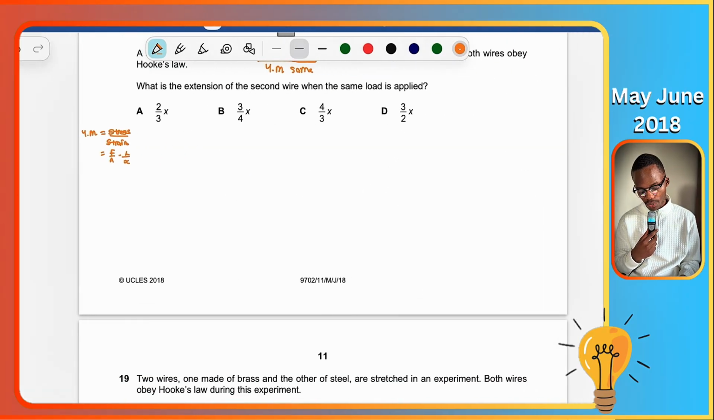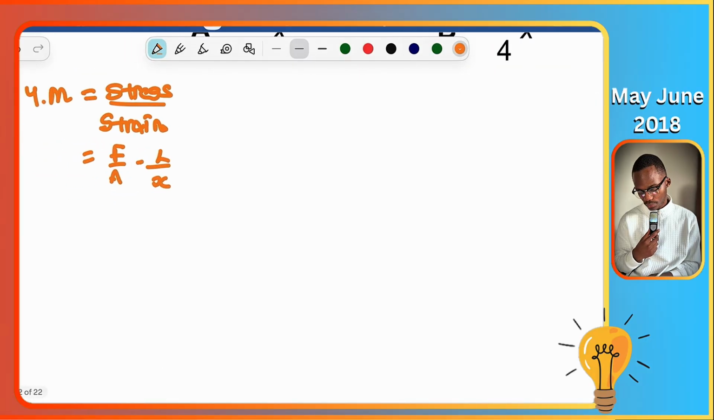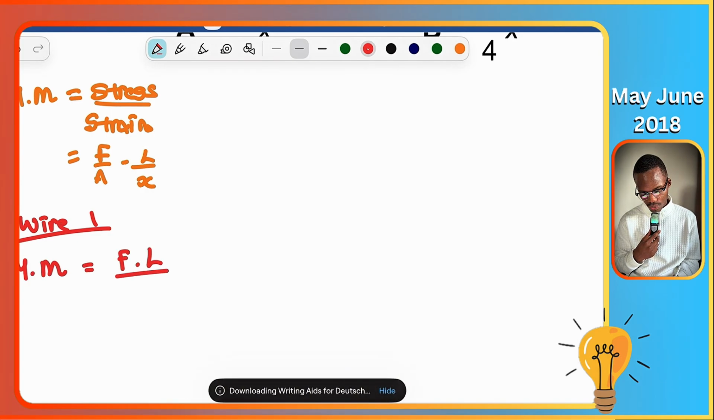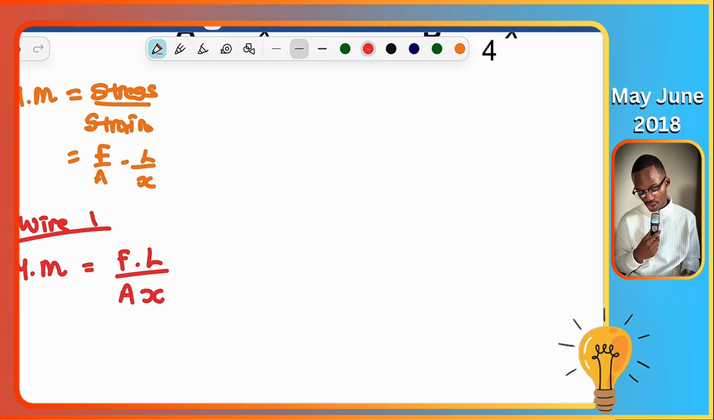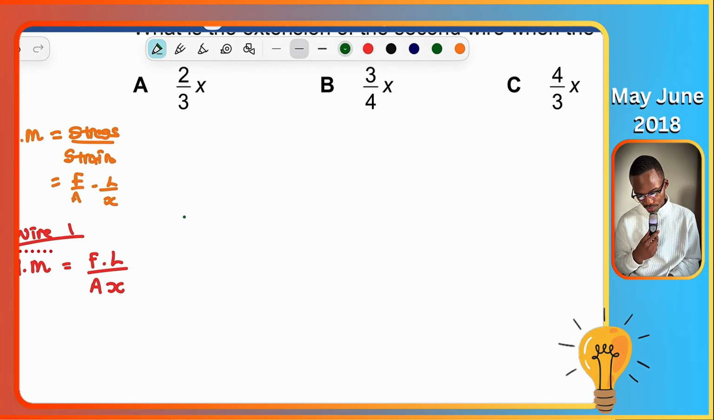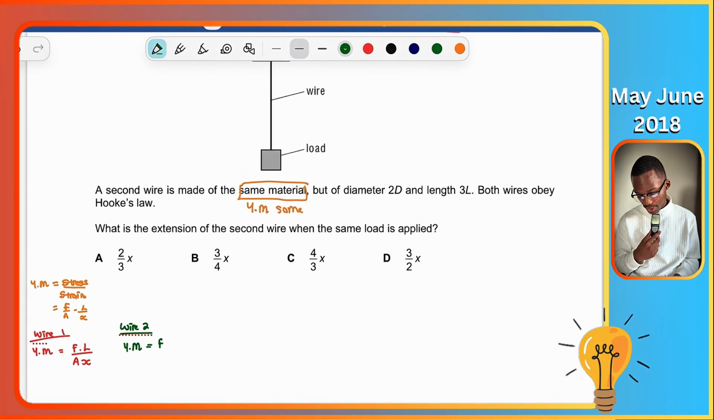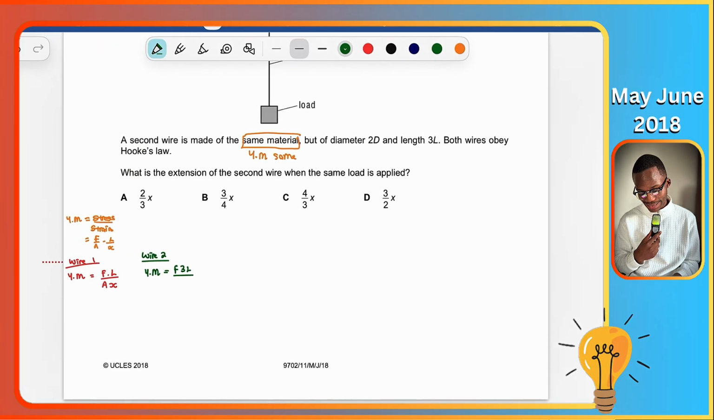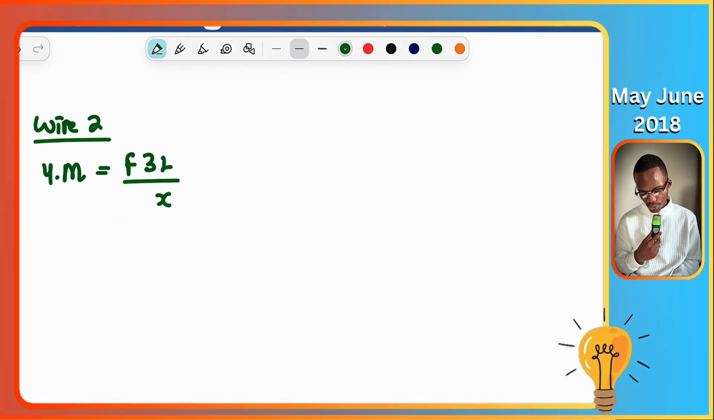So if you start with wire 1, the Young modulus is going to be what force does wire 1 experience? What is its length? What is its area? And what is its extension x? But if you go for wire 2, its Young modulus is going to be the same, and it's going to experience the same force, but the length is 3 times. So it's 3L divided by, we want to find how much it extends, so it's going to be x2.